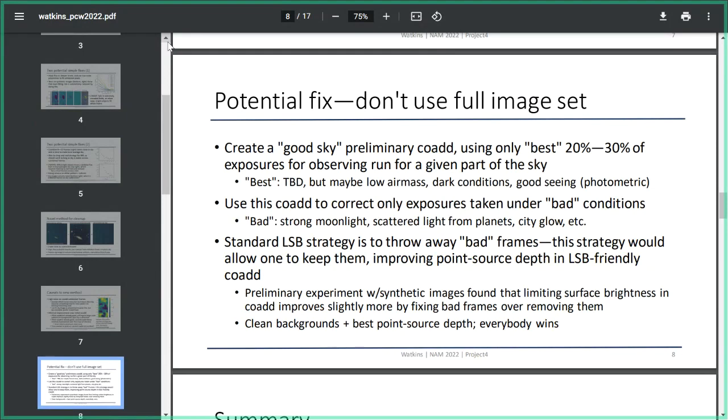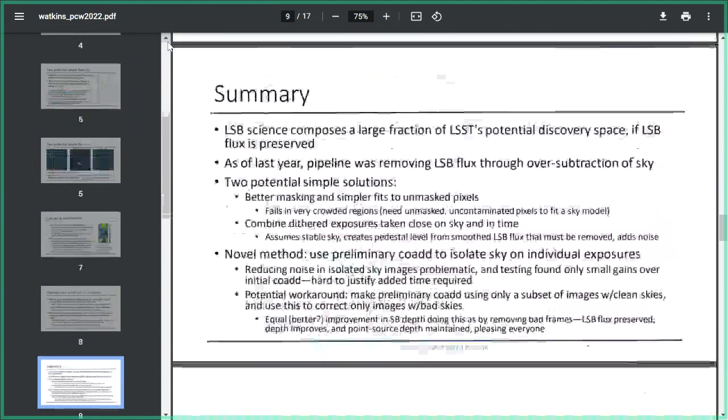So assuming that this works, it's kind of an everybody wins type situation. So that's where I'm at on my thinking right now. So I think I'll just leave up my summary and take your guys' questions for the time being.